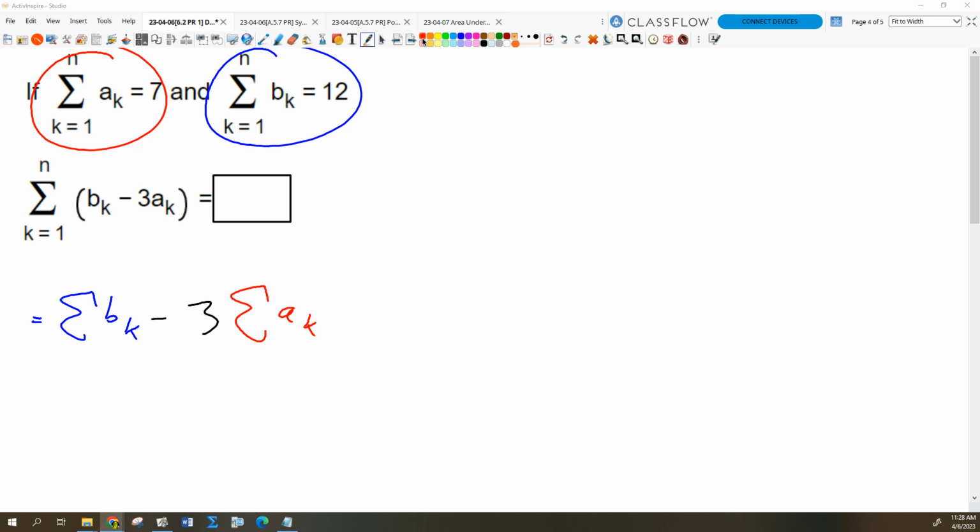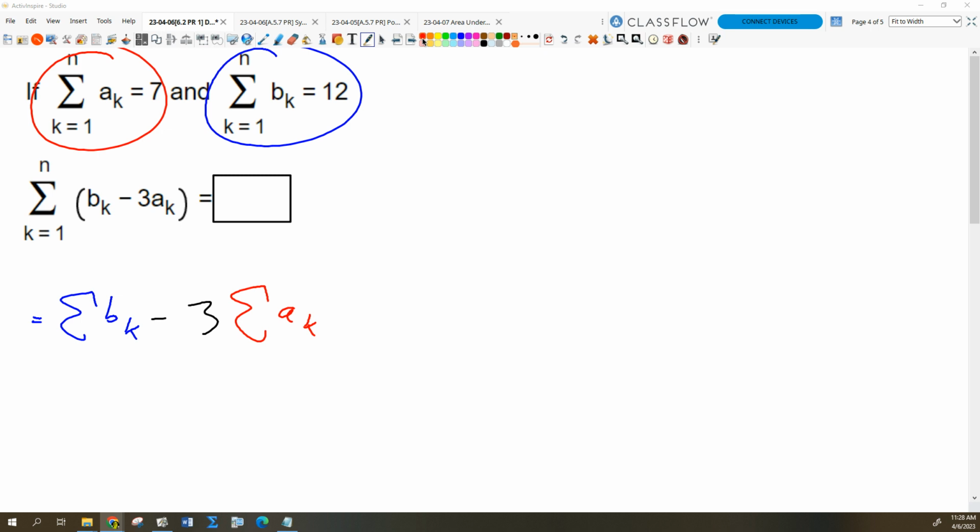So what does it mean that the k is below it? Well, they're just not telling us what that is. B sub k might be k squared plus 4. Who knows what it is, right? They're just telling us that that represents some sum, okay? Whatever b sub k is, its sum from 1 to n is 12. We don't even know what it is, but we know what the value of the sum is, right?